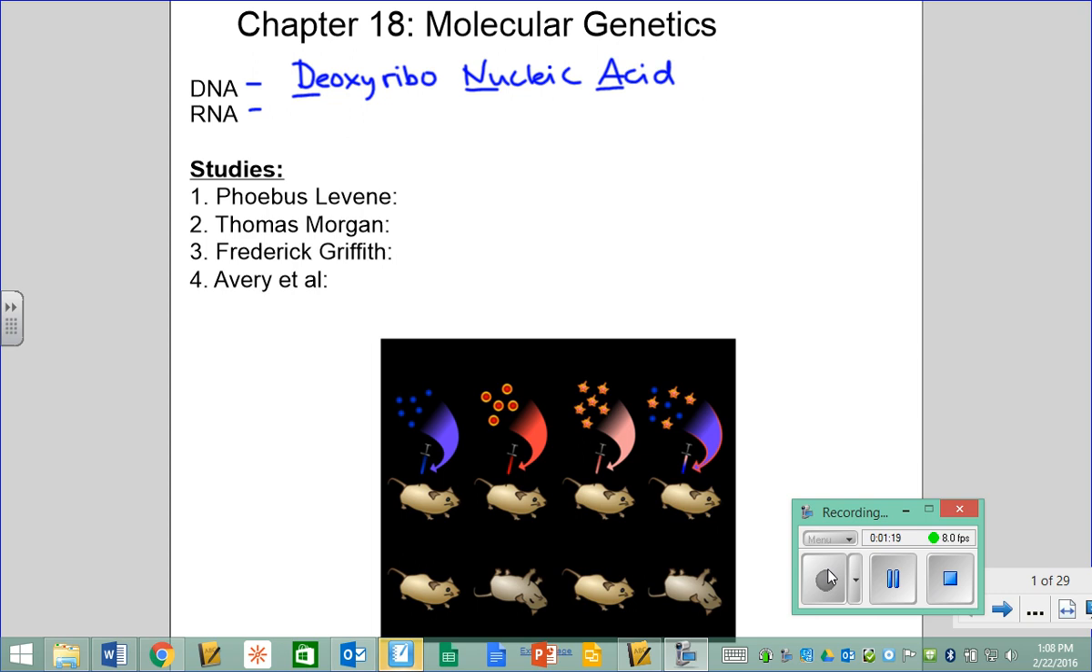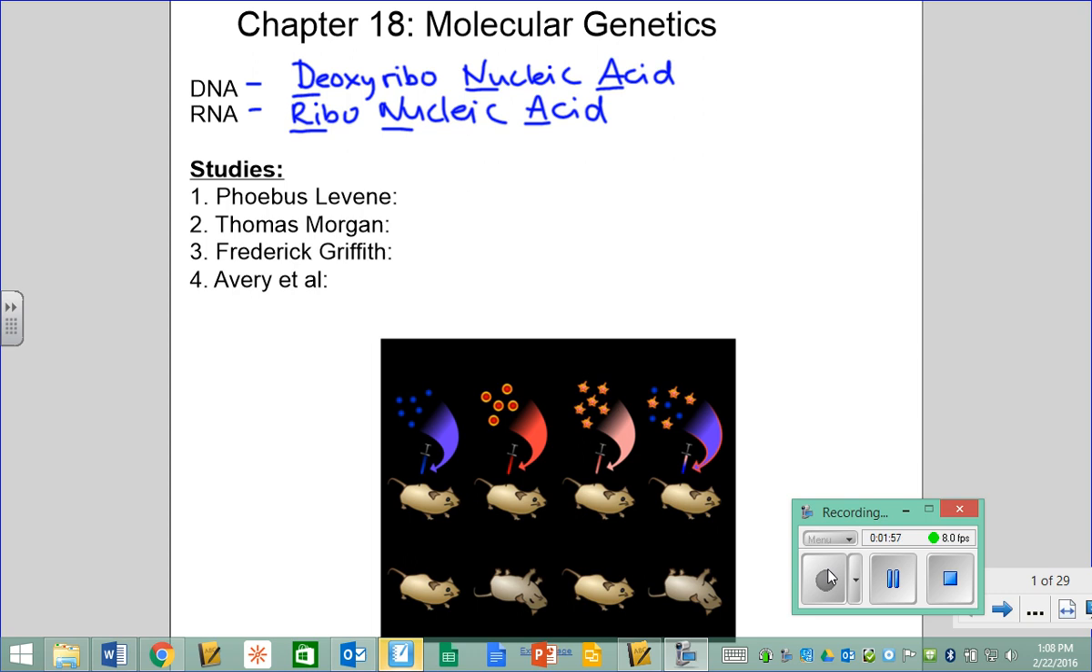Now, perhaps when you learned about heredity in previous years, people said, you don't really have to know what the letters stand for. You just have to know that DNA is the molecule that carries your genetic information. And in this case, I'm going to say that's actually not the case. It's important that you know what DNA stands for, because we're not just going to talk about DNA. We are also going to talk about RNA. RNA is a similar molecule, ribonucleic acid. Both of these molecules are important for genetics.